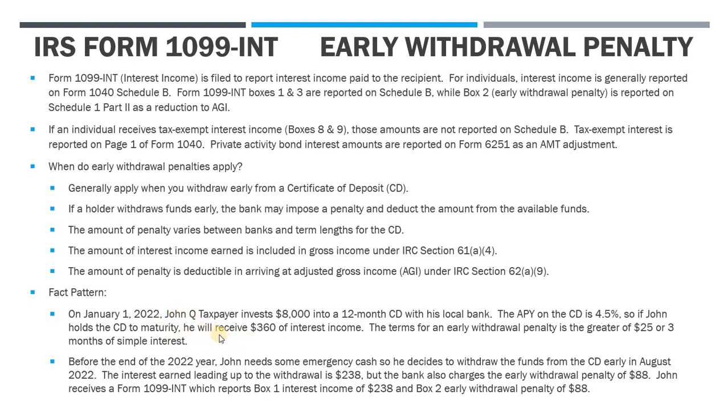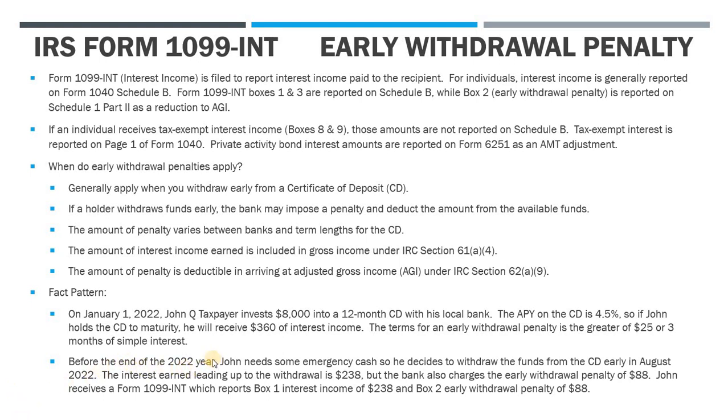So here's the fact pattern we've got. We've got John Q. Taxpayer, who on the 1st of January puts $8,000 into a 12-month CD. The annual percentage yield is going to be 4.5%. So if John holds this thing the entire 12 months till maturity, he's going to have $360 of interest, and then he'll get back the $8,000 as well.